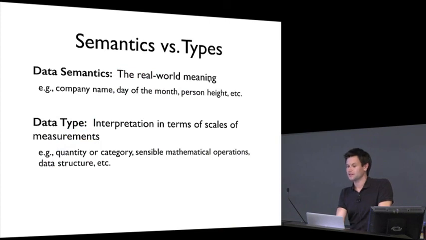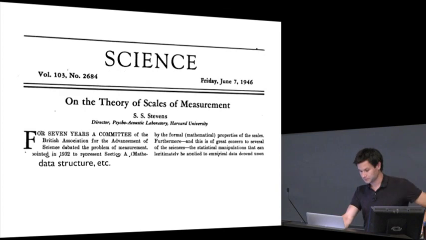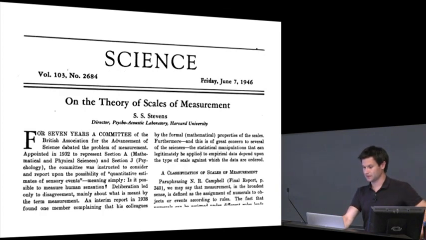When we are talking about data types, there is this big difference between semantics and data types. The data semantic is the real world meaning. It could be a company name. In the previous example, it was the name of the bacteria, whatever. But the data type in terms of programming, in terms of computer science, is just an interpretation in terms of scales of measurement. Is it a quantity? Is it a category? Is it Boolean? Is it a data structure? Whatever. So that's more on the engineering side.